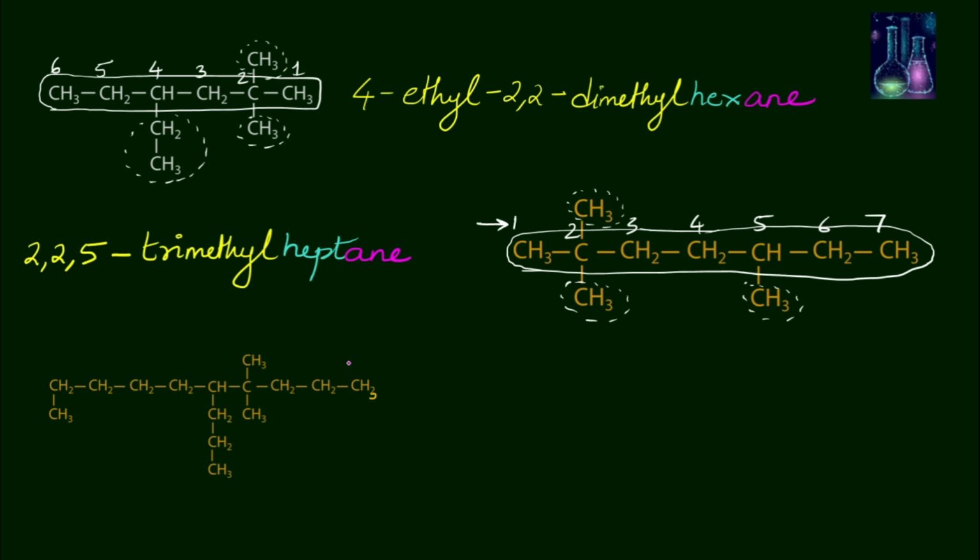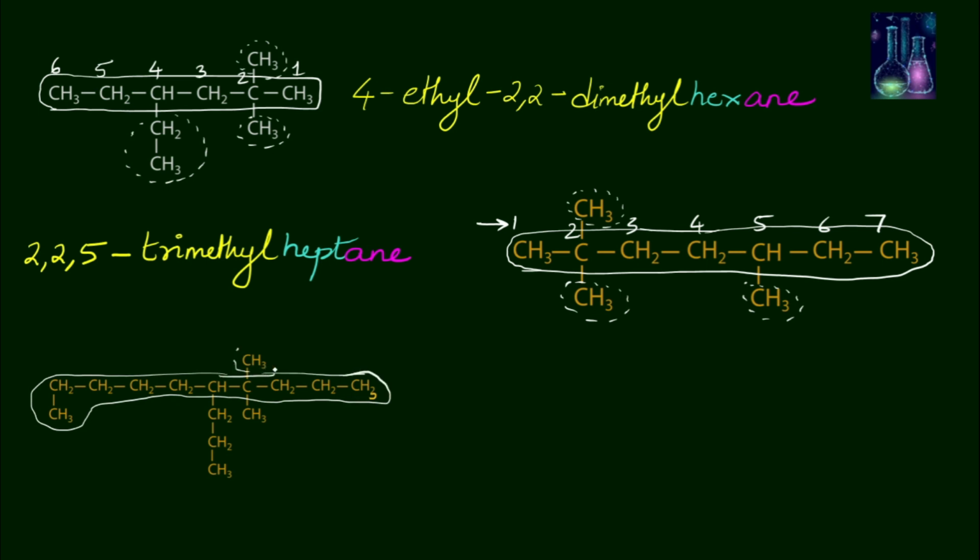Now let's try this molecule. It looks complex, but it is easy. First of all, identify the longest carbon chain. If I go from this end, 1, 2, 3, 4, 5, 6, 7, 8, 9, 10. I have 10 carbons here. Now this is not a branch. You have to consider this as the longest carbon chain. So from this end I start and I go all the way here. This becomes my longest carbon chain.